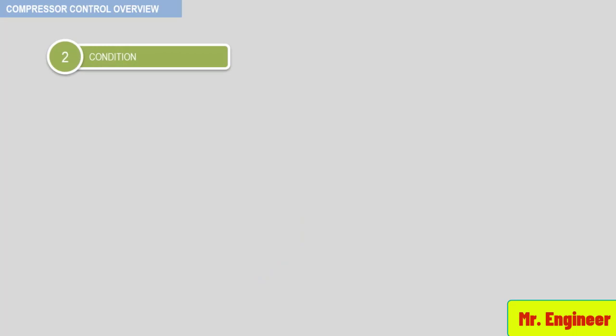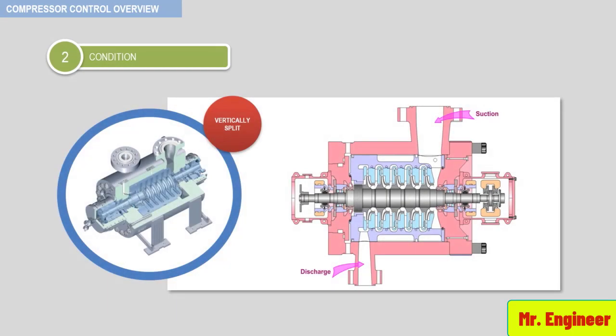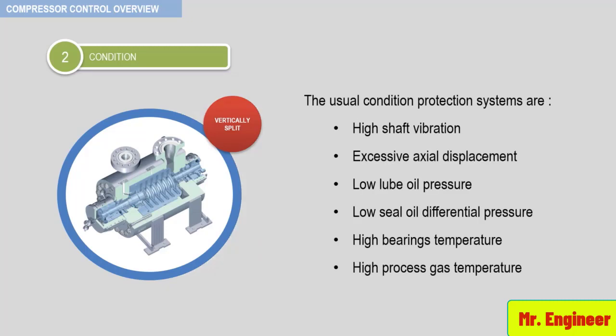All compressor units are protected against operating conditions that can cause damage to any component in the unit, like seals or bearings, for instance. Upon reaching the condition value determined by the equipment vendor, the compressor will be immediately shut down. The usual condition protection systems are listed here. They include high shaft vibration, excessive axial displacement, low lube oil pressure, low control oil pressure, low seal oil differential pressure, high bearing pad temperature, and high process gas temperature.